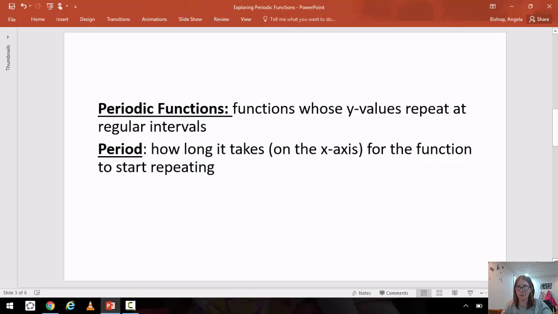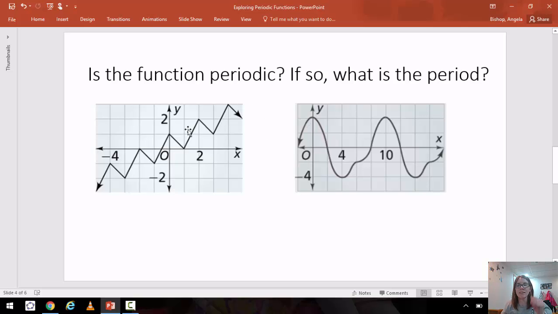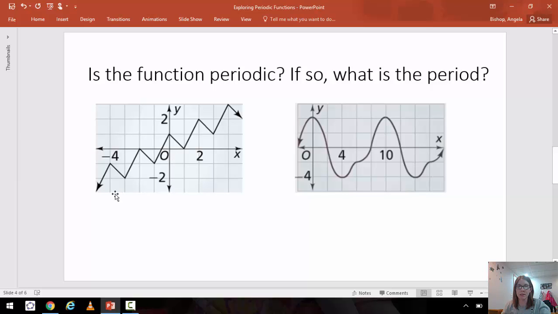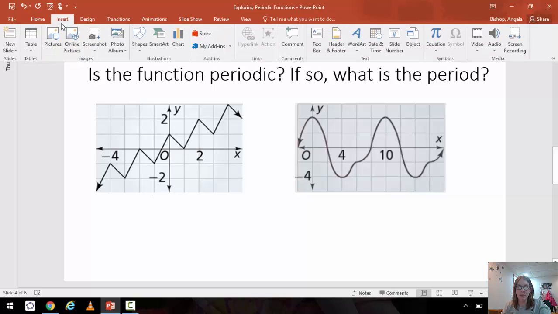All right, let's look at an example. Is the function periodic? If so, what is the period? Well, let's look at this graph on the left first. Is the function periodic? If we look back at that last slide, for it to be a periodic function, the y values have to repeat at regular intervals. And looking at this one, we have a pattern. We go up 2, down 1, up 2, down 1, up 2, down 1, but my y values aren't repeating. So this first one is not periodic.